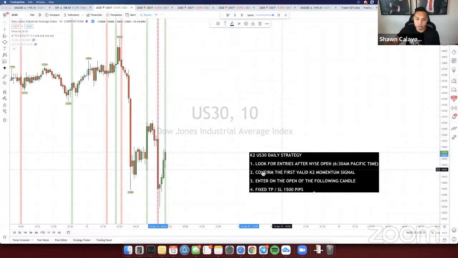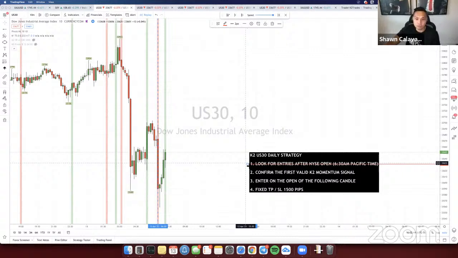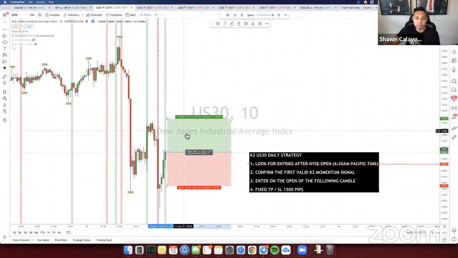So for this one right here, you look for the entries after the New York Stock Exchange open, which is 6:30 a.m. You can see right here, this is 6:30. So after this right here, then you start looking for entries. So with that said, that's going to be the first requirement right there. Second requirement, you just want to confirm the first valid K2 momentum signal. So this would be the first valid signal right here since open. So from there, you enter a long position right here.